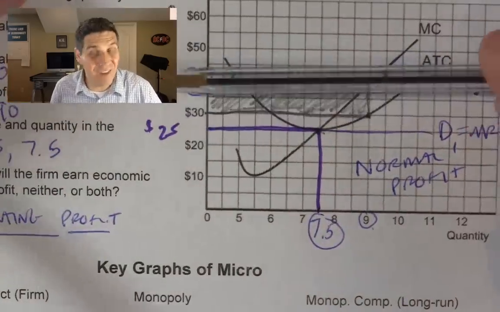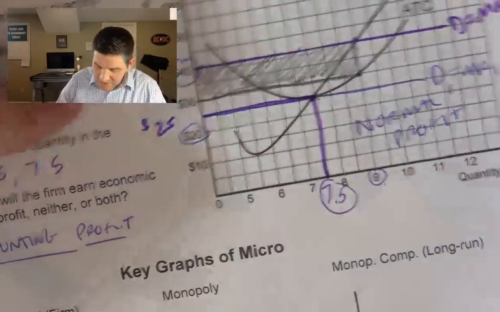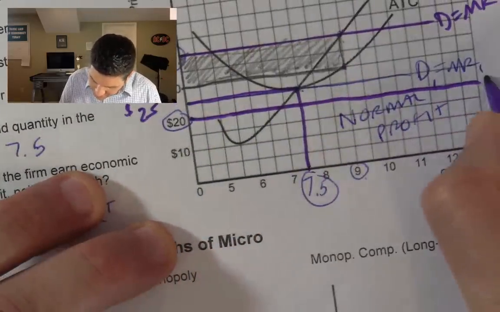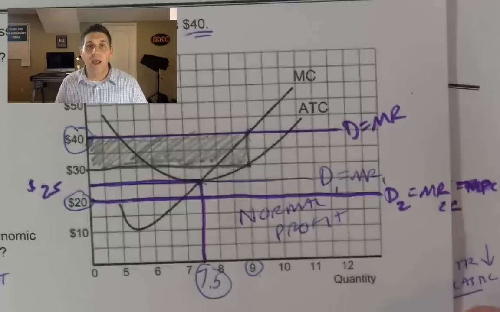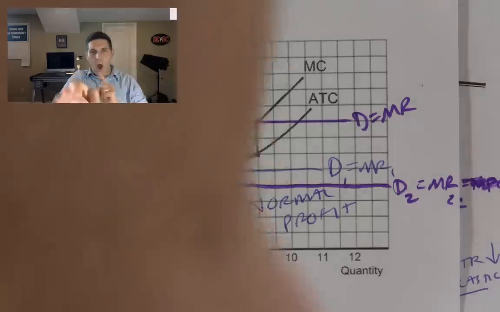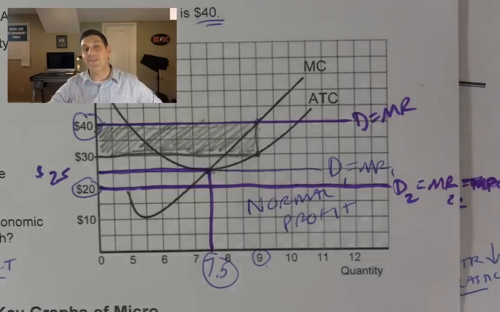Now, new question. Ready for this? What if the price was down, let's say at 20? And again, this graph is getting ridiculous. If the price was down here, let's call this D2 and MR2. Gosh, this is getting ugly. So if the price was down there at 20, should this firm shut down? Yes or no? What do you think? Should they shut down? Maybe. It depends. It depends on where the AVC is.